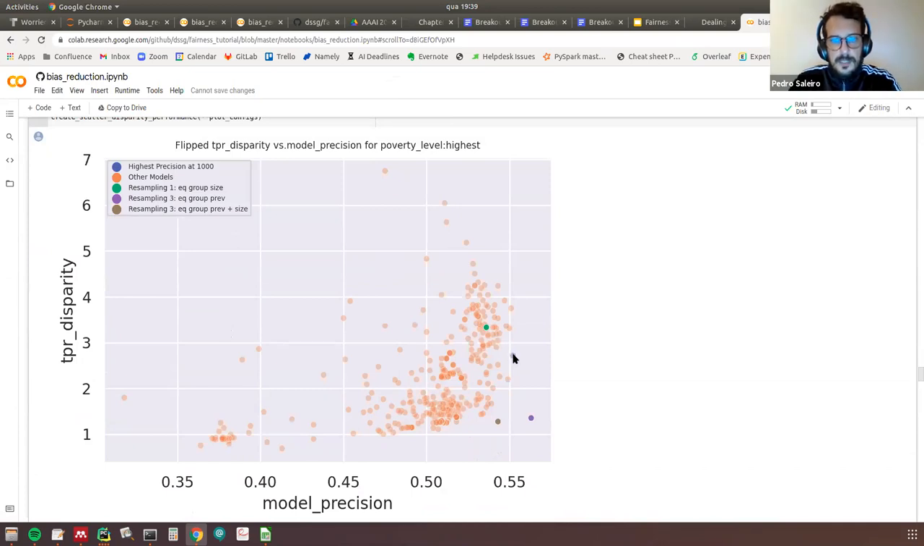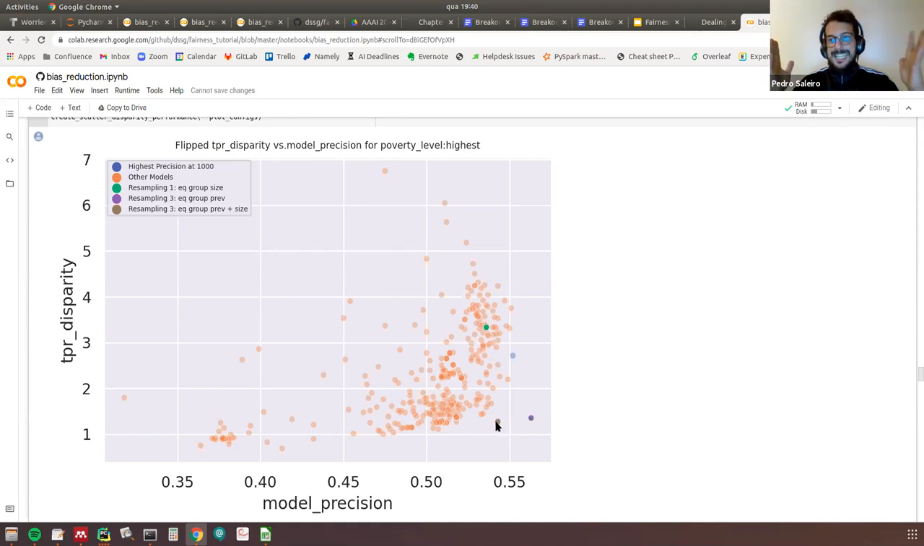This was the previous model that we added, the one with highest precision. This is the model of the first approach, just sampling the group sizes. And these two happen, in this case, to be here. This one is equalizing both group size and the prevalence. And as you've seen, because it is reducing the recall on the reference group, it has lower precision than the model of the second approach, which has a slightly higher disparity but higher precision than this sample.